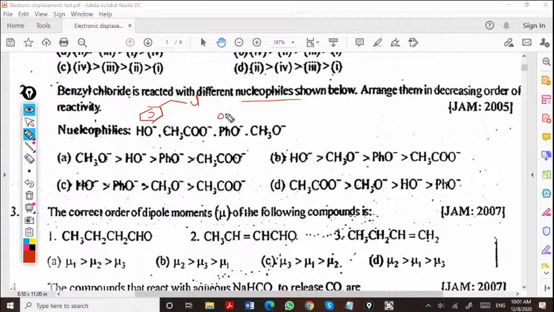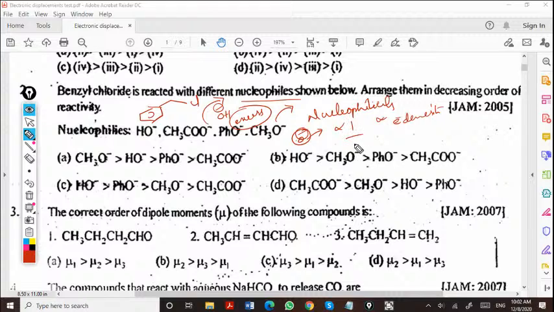So a nucleophile means it is having excess electrons. The more the electron excess nature, the more the nucleophilicity. That is what nucleophilic character is. So nucleophilicity is directly proportional to the electron density. You can consider an anion: if it is more stable, it has less nucleophilicity; if it is less stable, more nucleophilicity. So it is inversely proportional to the stability of the anion.